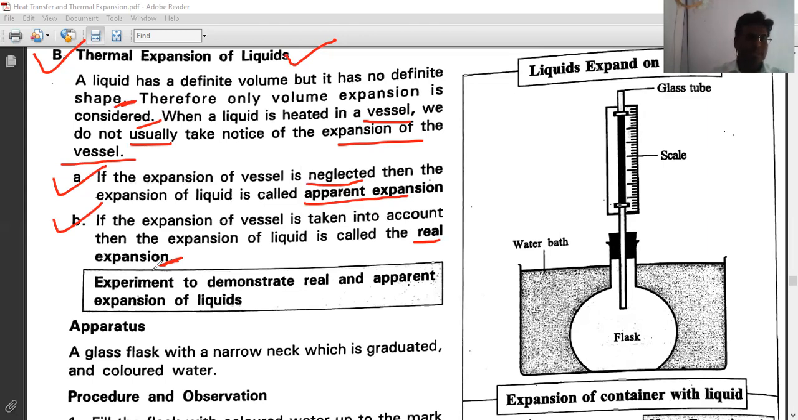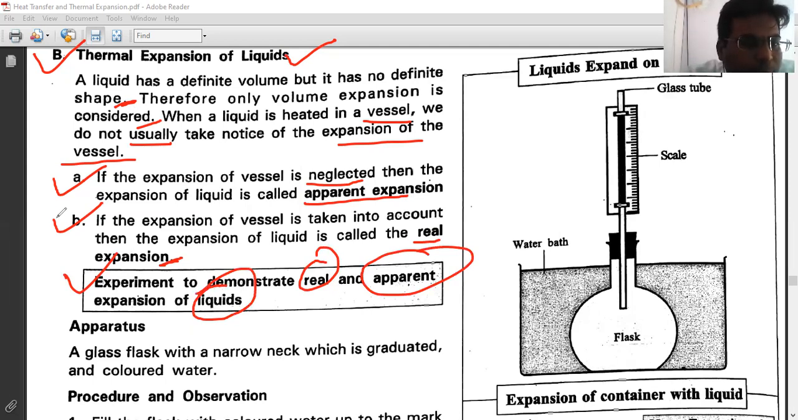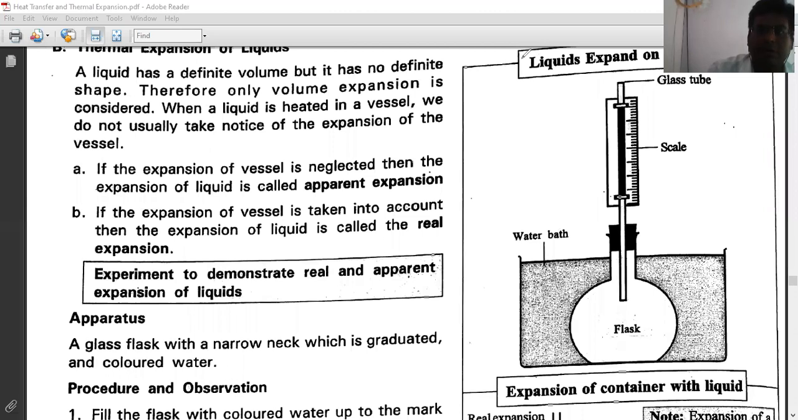So the next point is an experiment to demonstrate real and apparent expansion of liquid. I will explain this one first. Read these two points, first and second. Look at the next point, liquid expansion on heating.